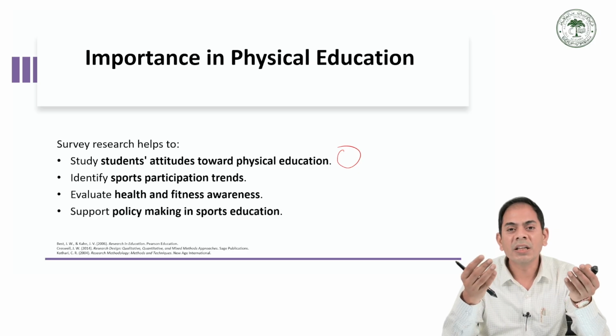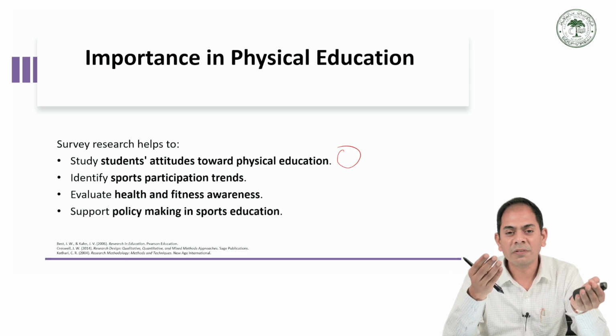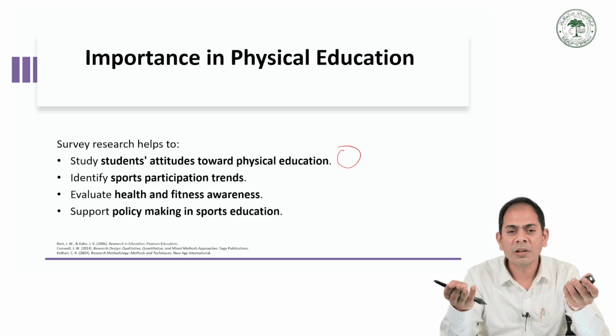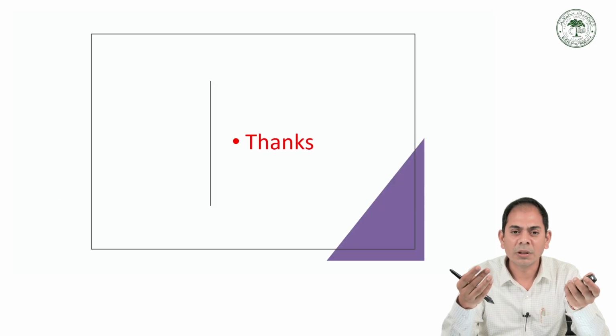We can also evaluate health and fitness awareness or status of different states or different age groups. Then we can go for the survey type of research, just as we go for sport policies and education policies, which are generally used in physical education and sports sciences. Then we will go for the survey type of research.